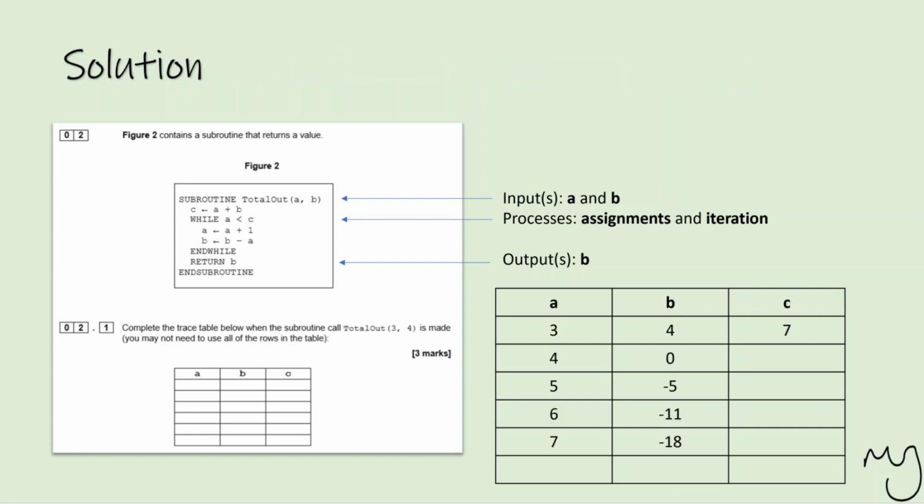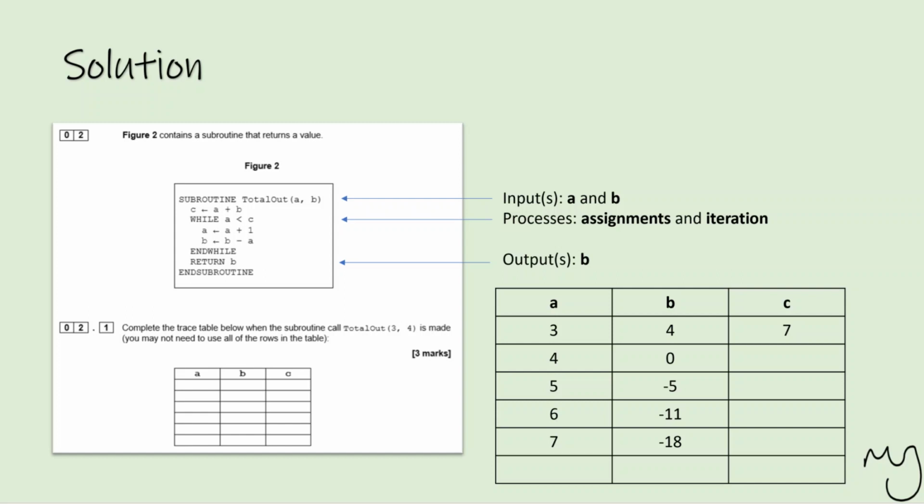So I'm just going to talk you through this briefly. The question states that the subroutine called total is being called with 3, 4, to complete the trace table below. What that tells us is that A is going to be taking the value of 3 and B is going to be taking the value of 4. So we can straight away input the values 3 and 4 inside of our trace table. C is then assigned the value of 3 plus 4, or A plus B, so we can assign that to be 7, and we can put that straight into our trace table as well.